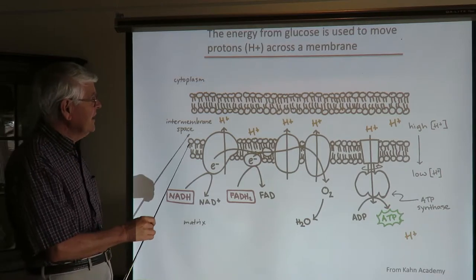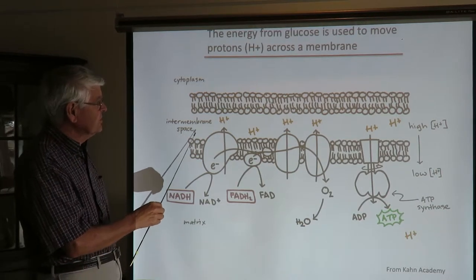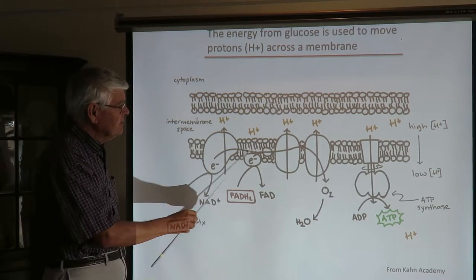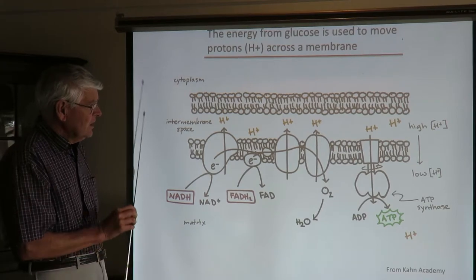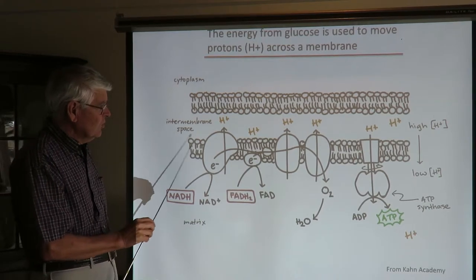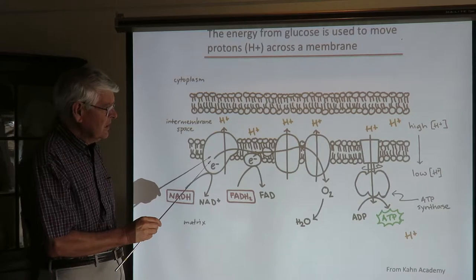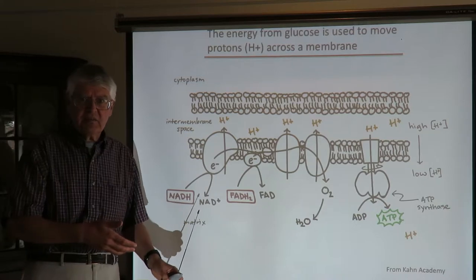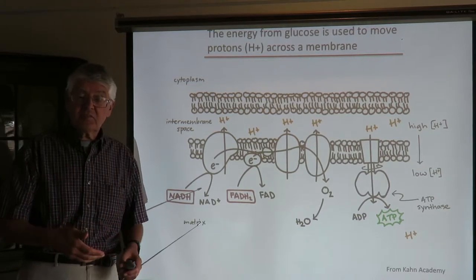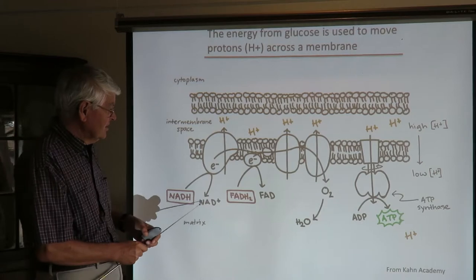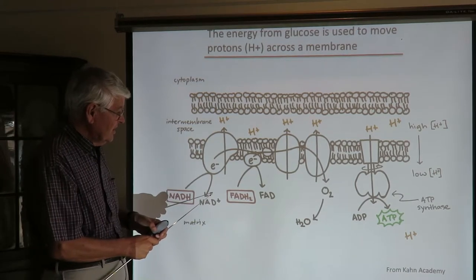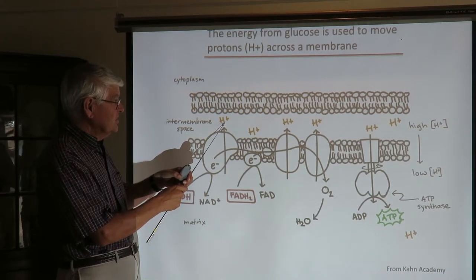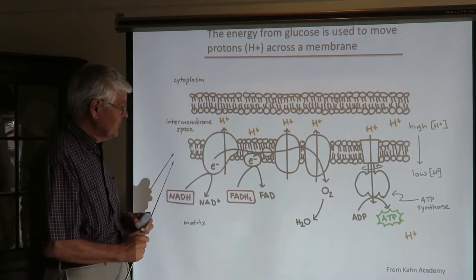So, what we have here is just a cartoon version of the outer membrane of the mitochondria and the inner membrane of the mitochondria. And what we now know is that what we have here are not a series of enzymes in which you convert molecule A into molecule B. These are simply pumps that take a proton, H plus, and move it from the inside of the mitochondrion across this membrane to this space between the inner and the outer membrane.